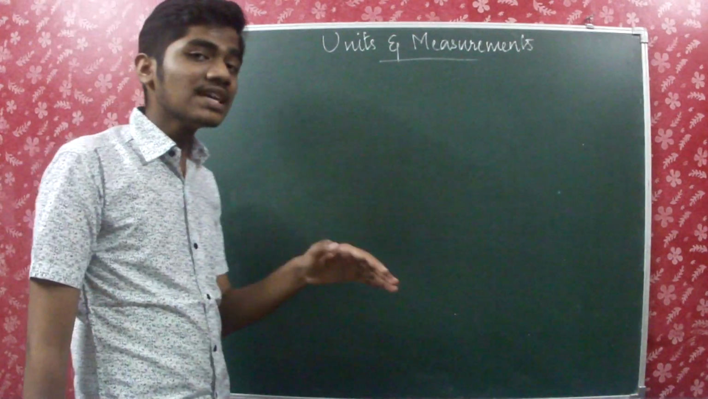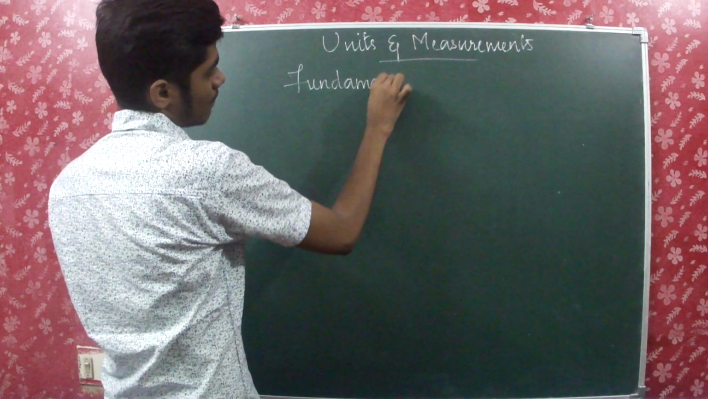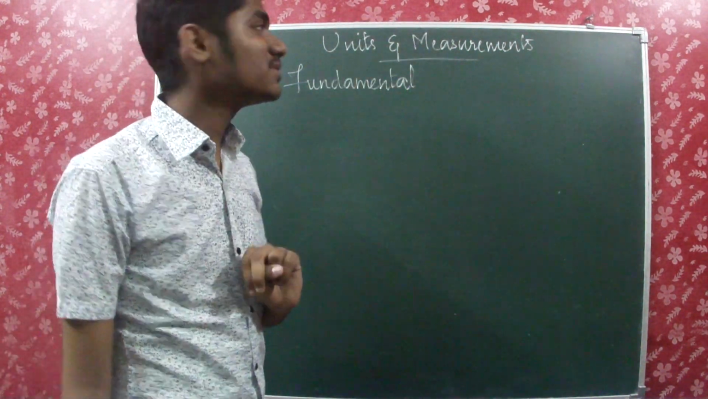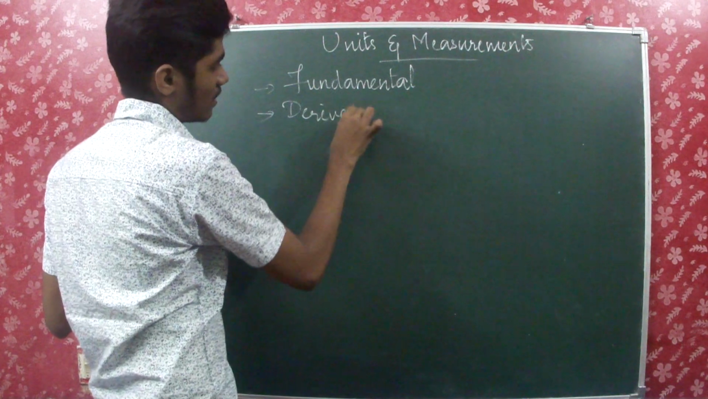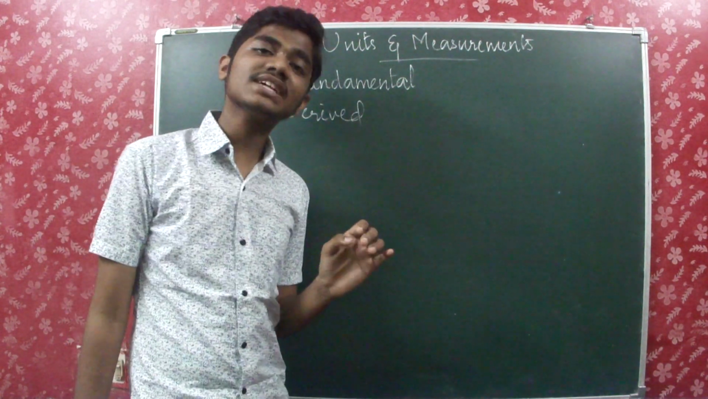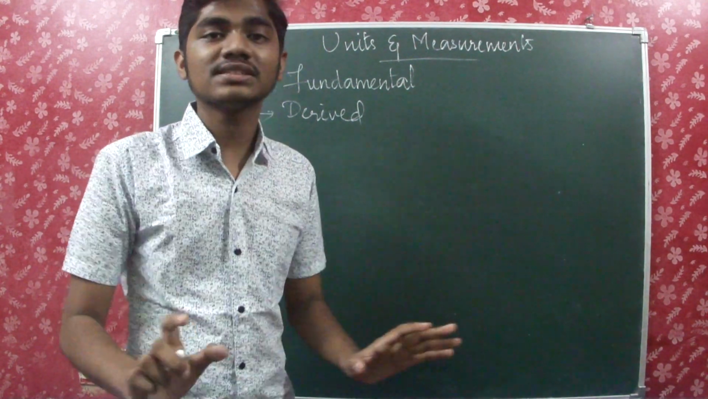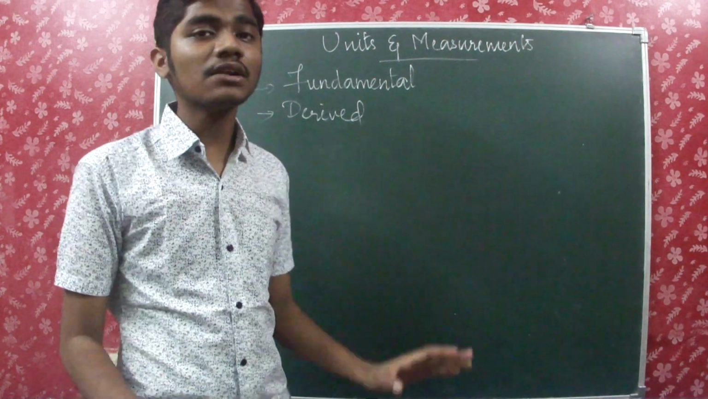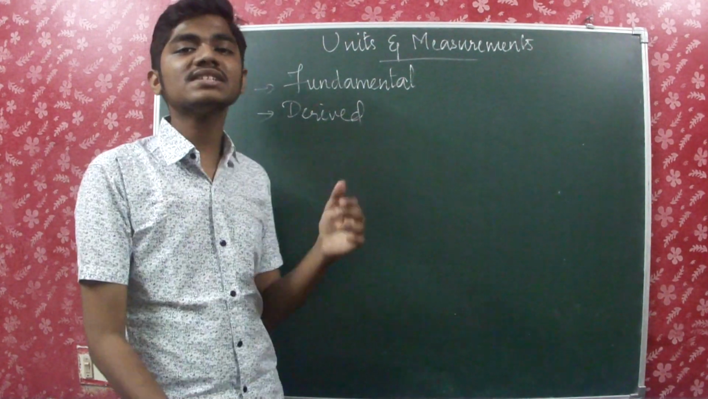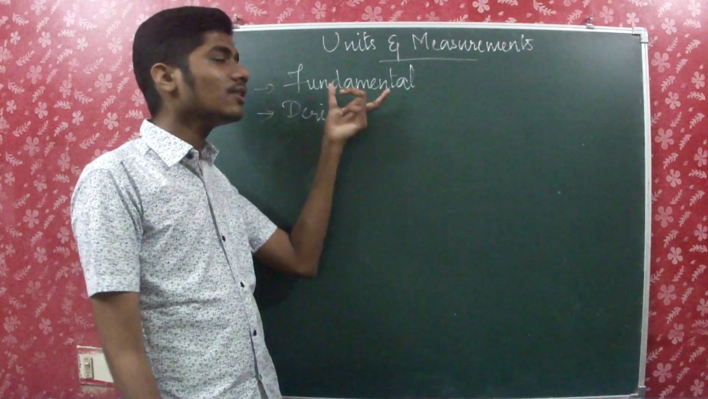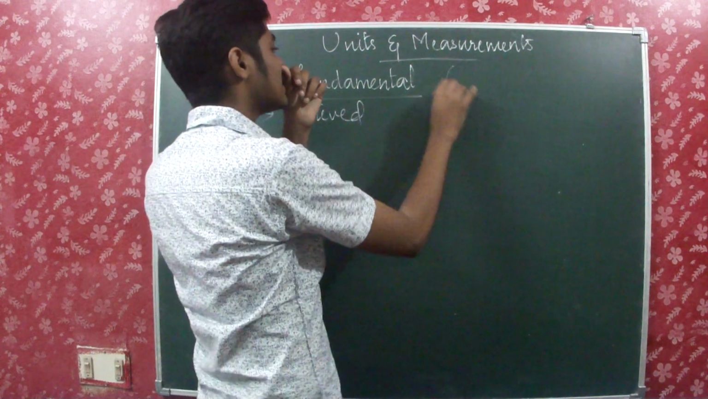So the units in general are of two types, I'm sorry. Fundamental units is one type, and the next type is derived units. Fundamental units, the word itself says, are the units of fundamental physical quantities, that is, the basic physical quantities. The units of the basic physical quantities are known as fundamental units. And those units which are derived from the fundamental units are said to be derived units. The fundamental units are 7 in number.